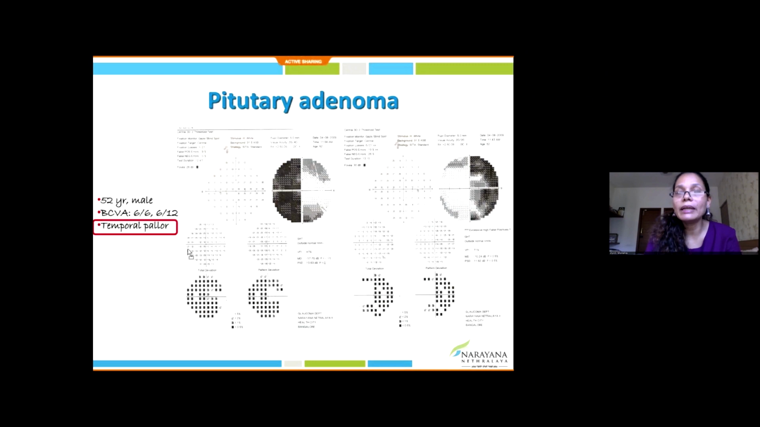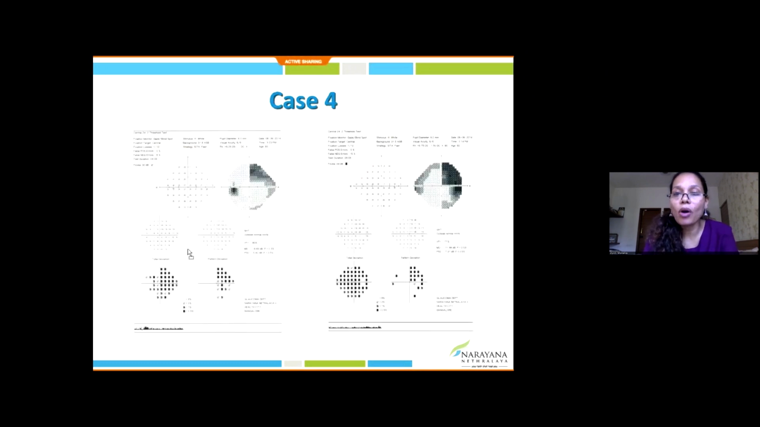So a field test can pick up early. Sometimes your disc can be perfectly normal, and if you don't do a field test, we are going to miss there's a problem, because once we know this from the field test, we do an MRI, we can immediately get this surgery done earliest and revert back the fields. Again, let's look at case 4.